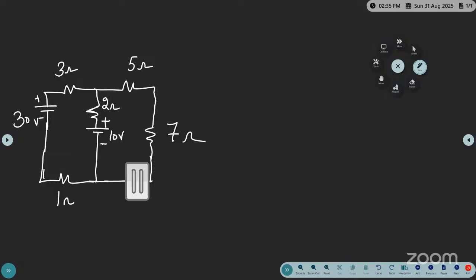Write down: calculate or determine the current through the 7 ohm resistor by using mesh analysis. The question is to determine the current through the 7 ohm resistor by using mesh analysis. This is the 30 volt source. Now you tell me equation 1 and equation 2. Otherwise, you tell me the values of I1 and I2.